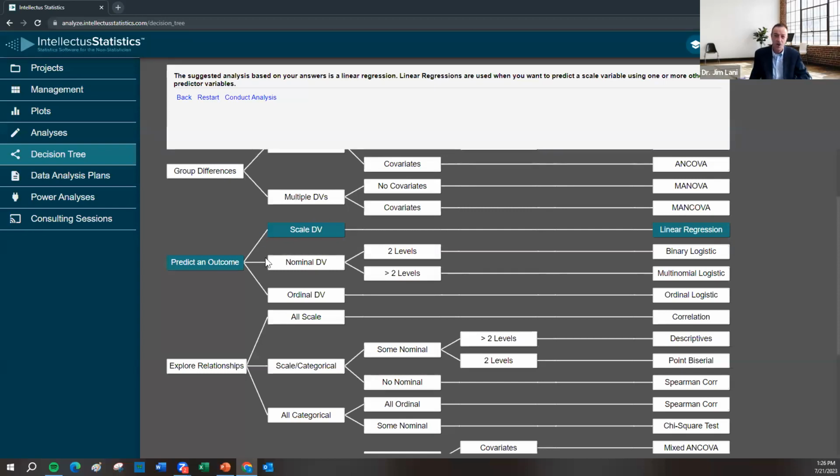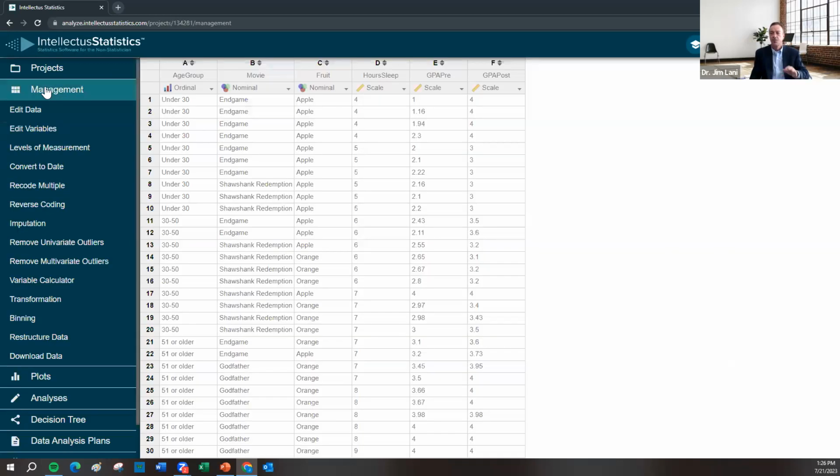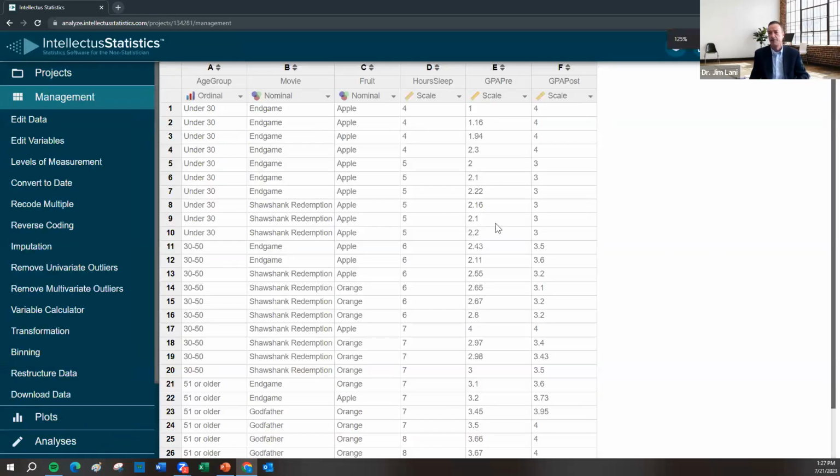Okay, so those pieces of information, the phraseology of differences, relationships, or prediction, and the levels of measurement are driving us to this right-hand side here. Okay, so I just wanted to take a little sidebar for that.